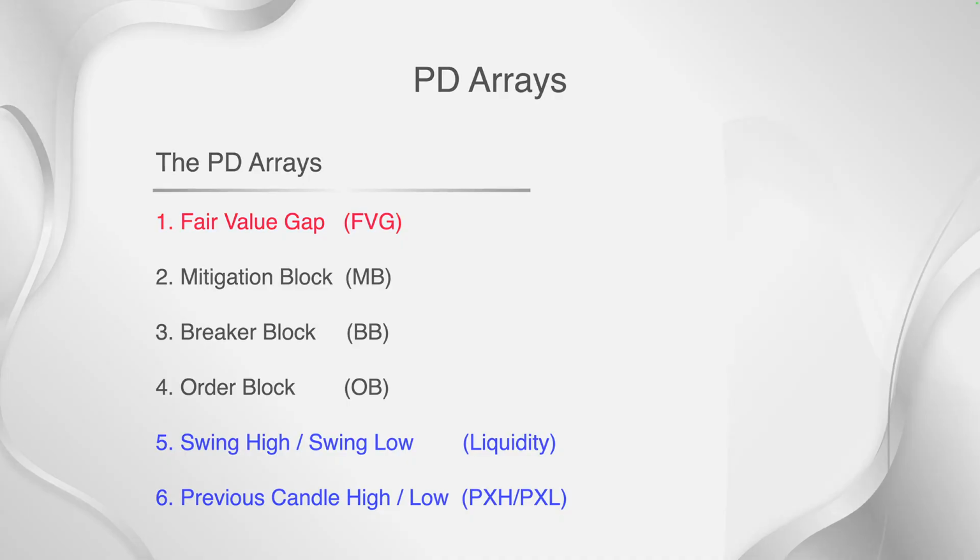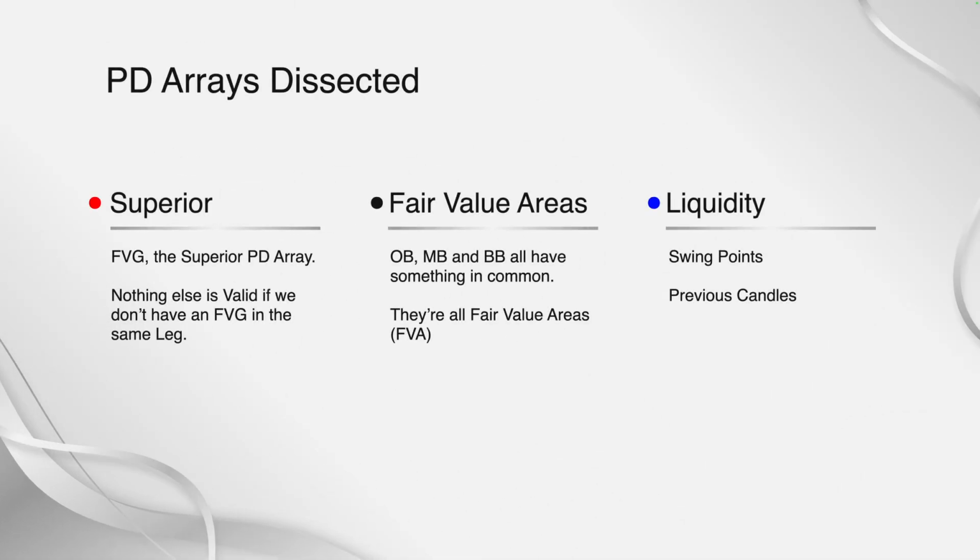And that led to the understanding of the superior, the fair value areas, and the liquidity. So the superior is again the fair value gap, then the fair value area right there is the order block, mitigation block, breaker block, and then the liquidity is swing points and previous candles. So previous candle high, previous candle low.